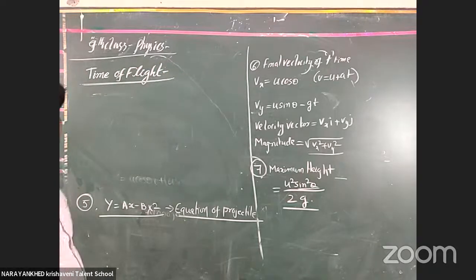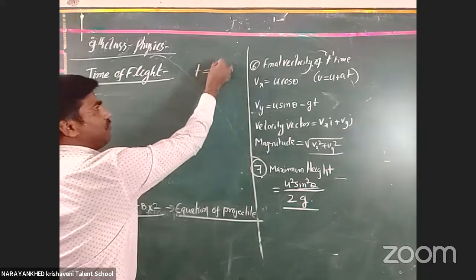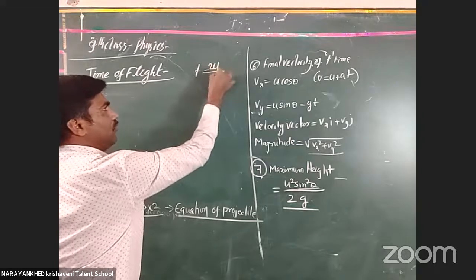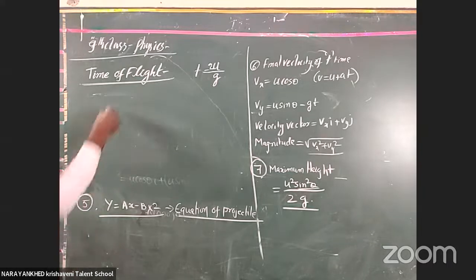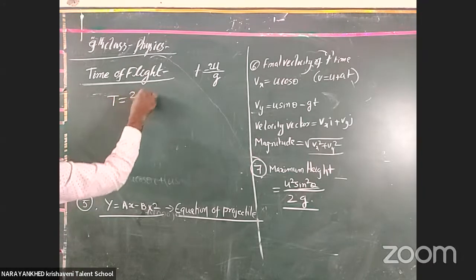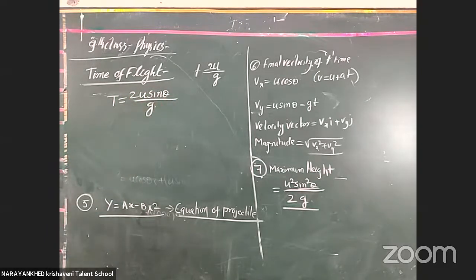Next component is the time of flight. The time of flight is something you already know very well. Normally, when we take one-dimensional motion, we take 2u by g. Now, for projectile motion, what is the time of flight? T is equal to 2u sin theta by g. Got it or not? This is only about the time of flight.